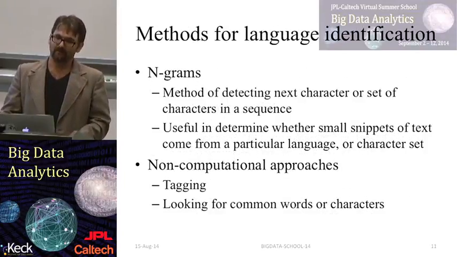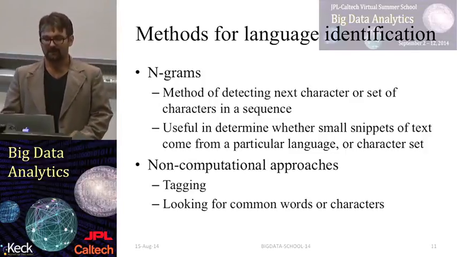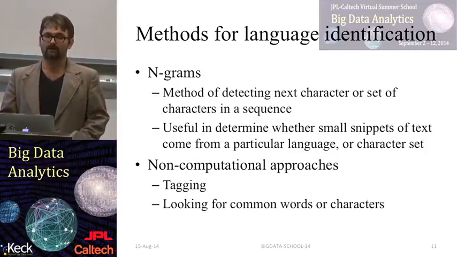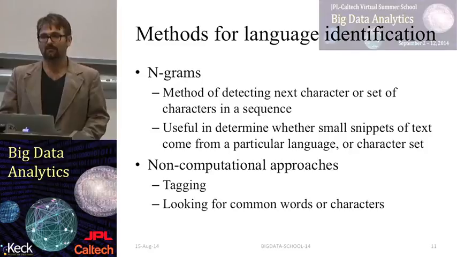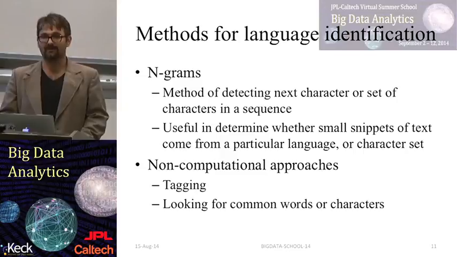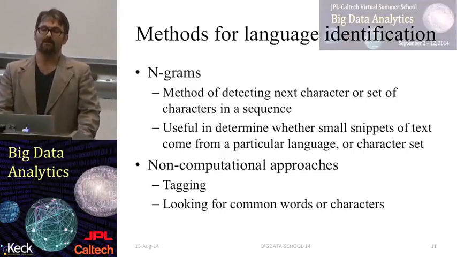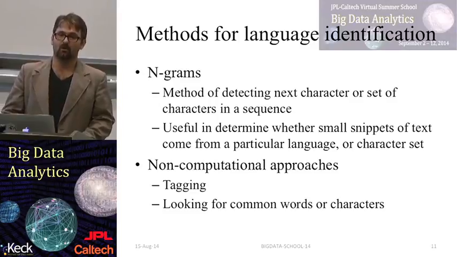There are different methods for language identification. They basically break down to computational methods and non-computational approaches. A very common computational approach is n-grams, which is basically looking at n-size subsequences of words or grams or character sequences in snippets of text. And using those character sequences or snippets, those n-word sized snippets, to basically determine whether or not these snippets of text actually belong or correspond to a language.